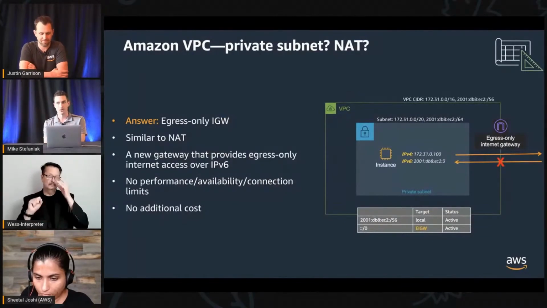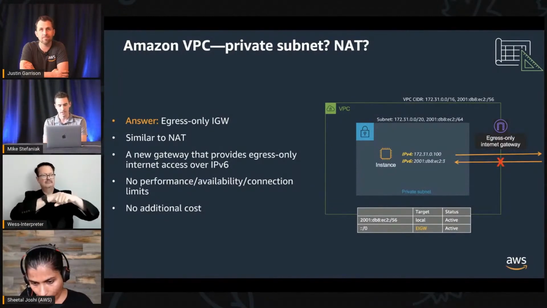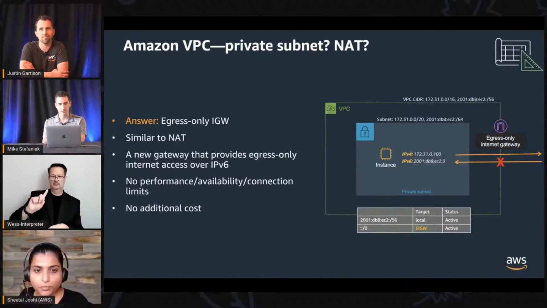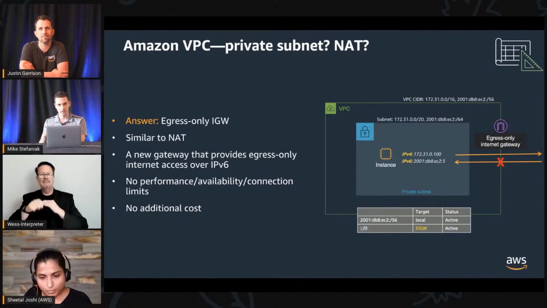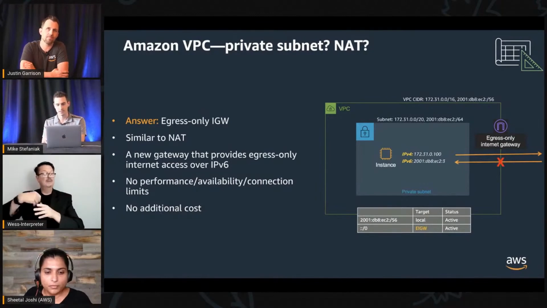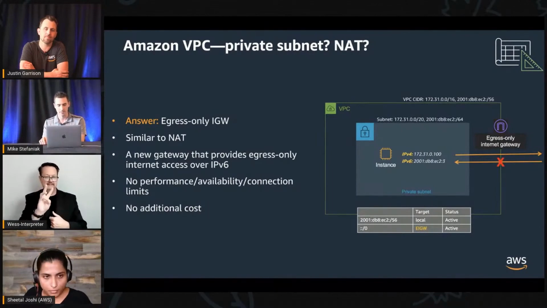Okay, so this is a common question in IPv6 because it's a globally public address space. One of the first questions is, what about private subnets? How do I protect instances in a subnet? And the answer to that in VPC land is the egress-only internet gateway. It's similar to a NAT gateway, however, importantly, no additional cost. If you add this to your routing table in a private subnet, traffic can egress from the VPC, but external traffic can't hit your v6 addresses in that subnet. So that's how you do private v6 in the VPC.